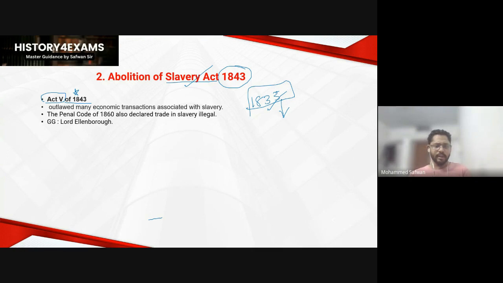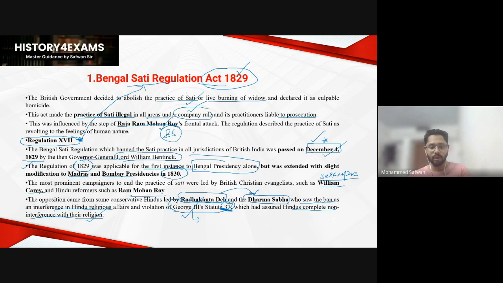It outlawed many economic transactions associated with slavery. So different practices, programs, or economic transactions associated with slavery were outlawed or abolished by this act. Later, the Penal Code of 1860, as you know, the IPC, also declared the trade in slavery illegal. And just to note that when this law was passed, Lord Ellenborough was the Governor General of India. So you have to note this much only. One more thing regarding this module, you have to read about both Brahma Samaj and Dharma Sabha.